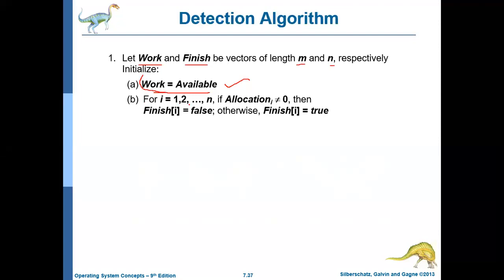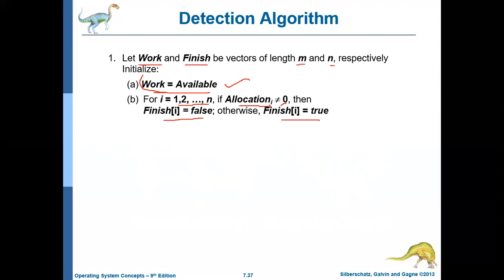And then for I equal to 1 to n, for all processes. There we numbered the processes from 0 to n minus 1; here we are numbering from 1 to n. If allocation of I is not equal to 0, allocation contains how many resources are currently allocated to process I. So for process I, is there any resource currently allocated or not? If some resource is already allocated, it means the process is working and has not yet finished, so finish of I is equal to false. Otherwise, we set finish of I to true.